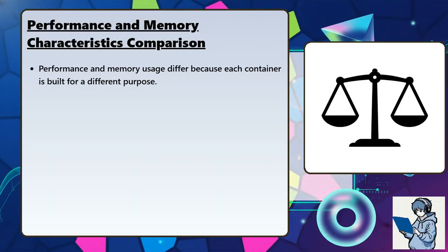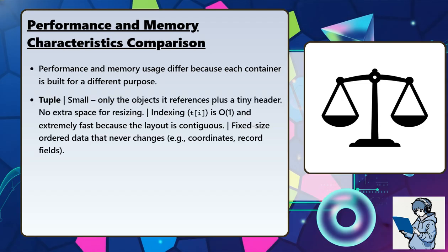Performance and memory usage differ because each container is built for a different purpose. Tuple: small, only the objects it references plus a tiny header. No extra space for resizing. Indexing t[i] is O(1) and extremely fast because the layout is contiguous. Use it for fixed-size ordered data that never changes, for example coordinates or record fields.